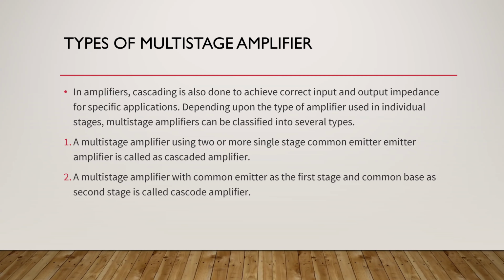The classification is based on two types. What is the type of amplifier used? That is one type of classification. And what is the coupling element used? That is another category of amplifiers. Now let us see first what type of transistors are used. Based on that, multi-stage amplifiers are classified into two categories. They are cascade amplifiers as well as cascode amplifiers.